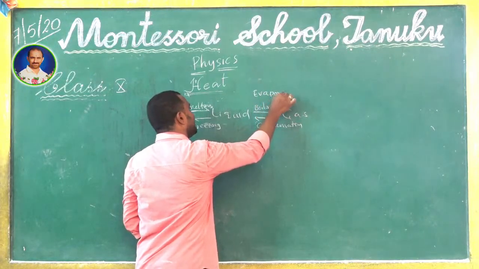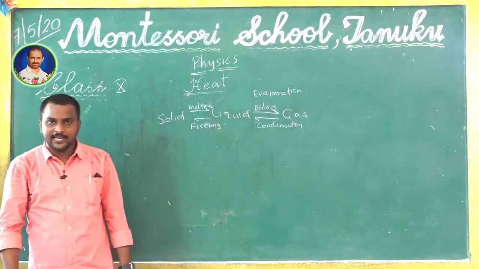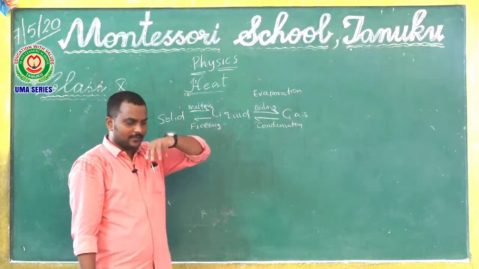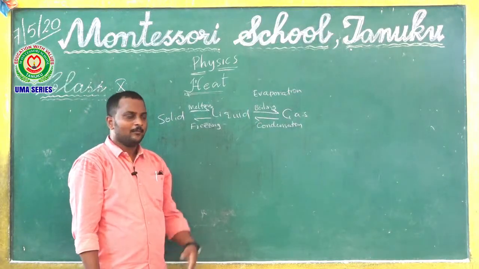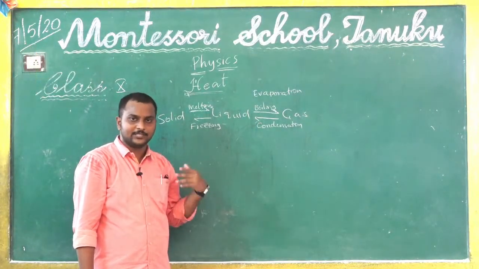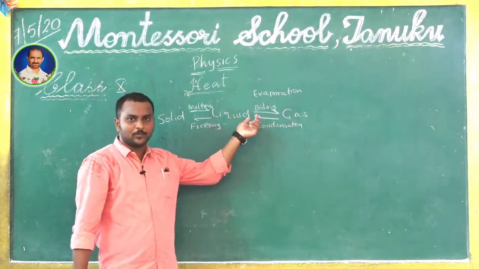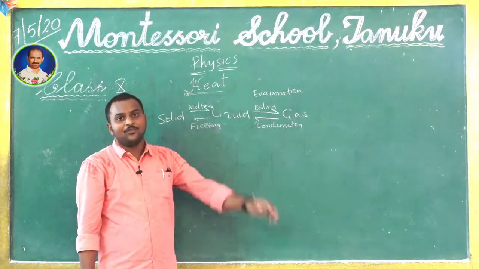Then what is the difference between boiling and evaporation? We can observe that if you pour some water on the floor, it gets converted into gas. But there is no heat supplied to the water. According to the conditions of the atmosphere, the water gets converted into the gas state. This we call evaporation.